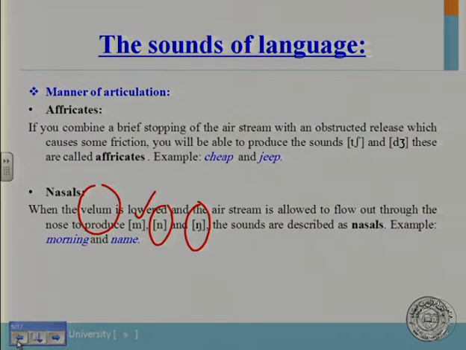Now we have here some examples, as in morning. We have some nasal sounds as in m and n, and ng. One more example, as in name. It begins with a nasal sound as in n, and also ends with m. So it has two nasal sounds.